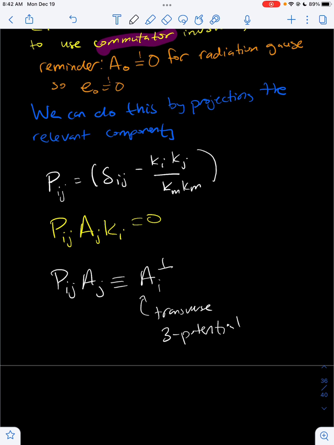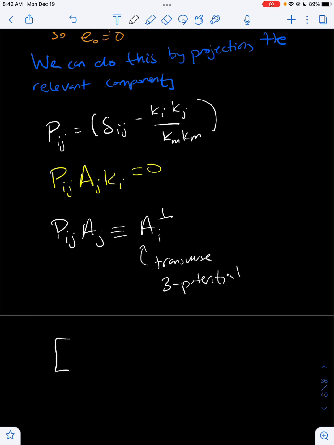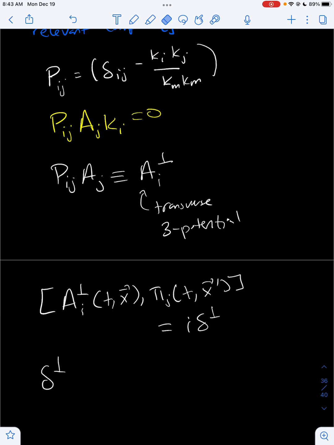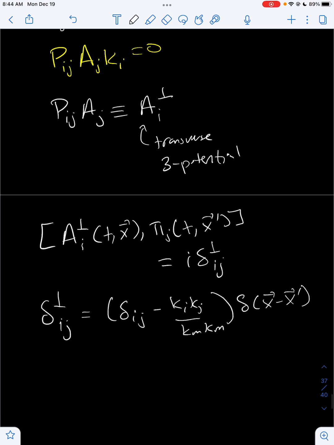So by using this concept of projecting things, we can now write down our commutation relations consistently as being Ai transverse, delta ij transverse. The transverse delta ij is simply defined as the projection operator, which is ki kj over km km, acting on delta of x minus x prime. Okay, so how does this solve our problem?